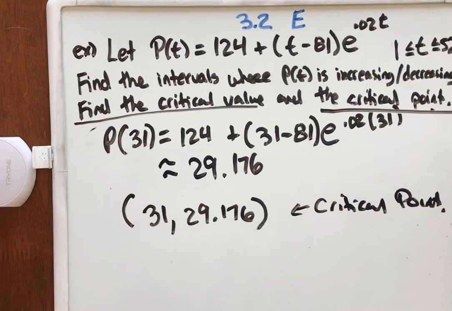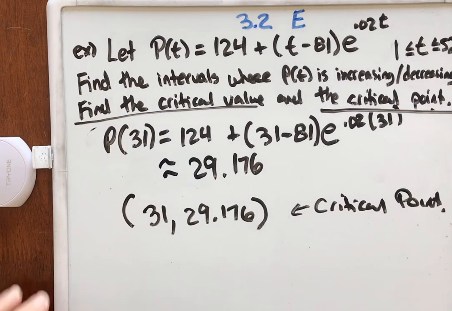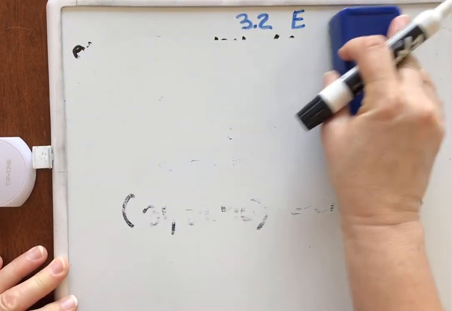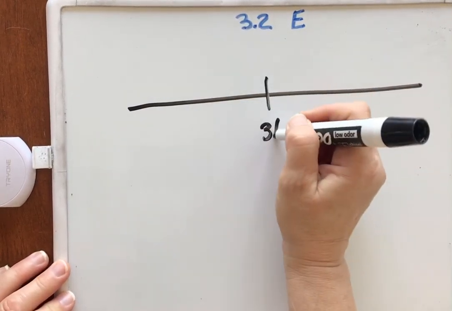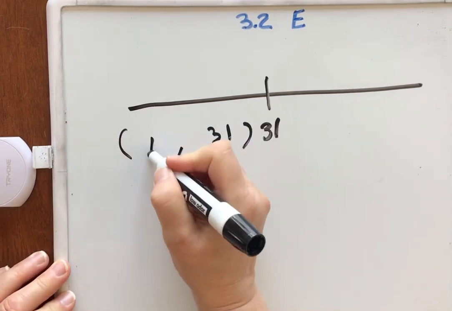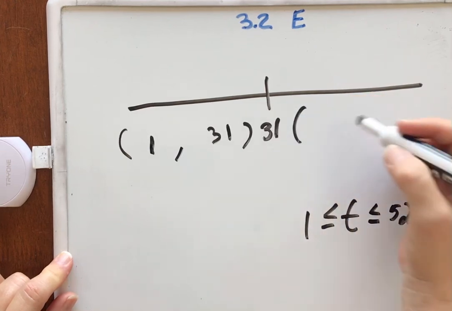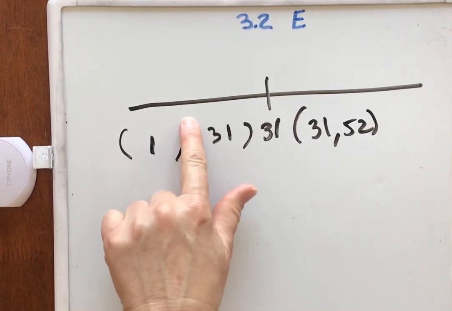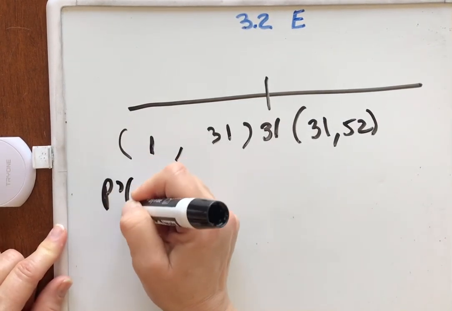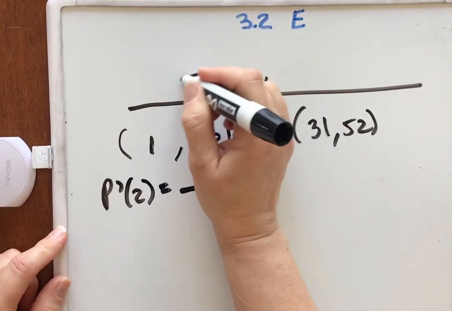Okay, we're supposed to now find the intervals where P of t is increasing and decreasing. So we're going to use our critical value and draw our little table with our intervals. So here we have 31. We're looking at intervals from 31 down to 1, because remember t we said was greater than or equal to 1 and less than or equal to 52. So now we're looking at this interval from 31 to 52. Okay, so let's pick some values. How about we just pick 2? 2 is an easy number to work with. So we're going to take the derivative and put 2 into our equation. When we put 2 into our equation, you will find it comes out negative. So we're going to put a negative there.